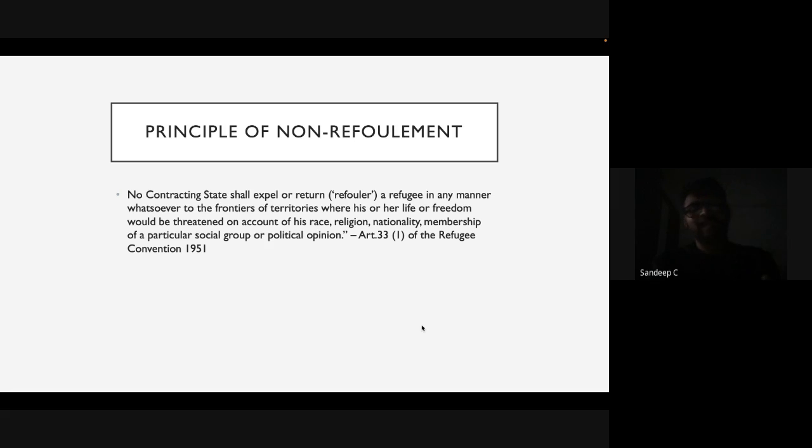Okay, you can speak against the BJP, you can speak against the Congress, you can speak against the Communist Party in India, because India is a democratic country.